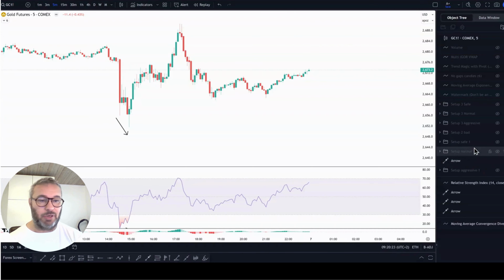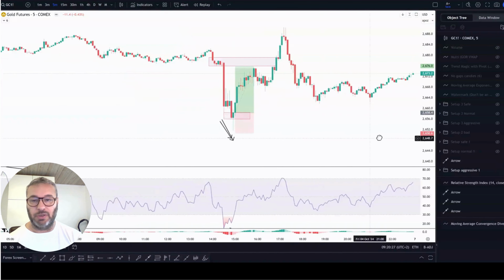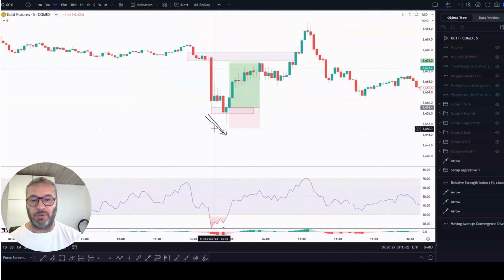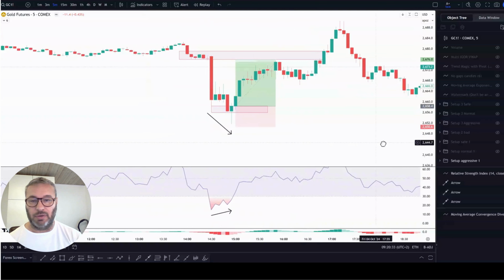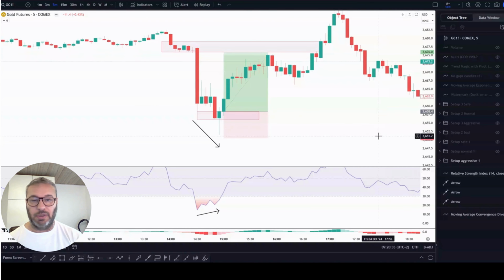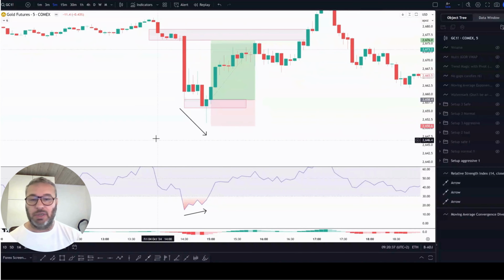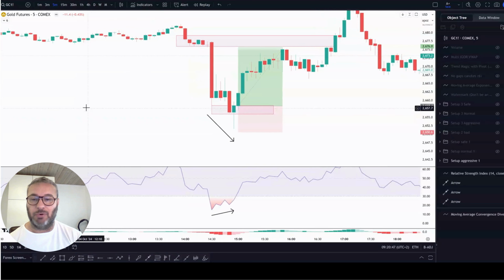which is the more aggressive on number one. I will remove this one. This here is my aggressive version of the RSI divergence trading gold. As you can see, I will make an arrow to make it a little bit more visible.